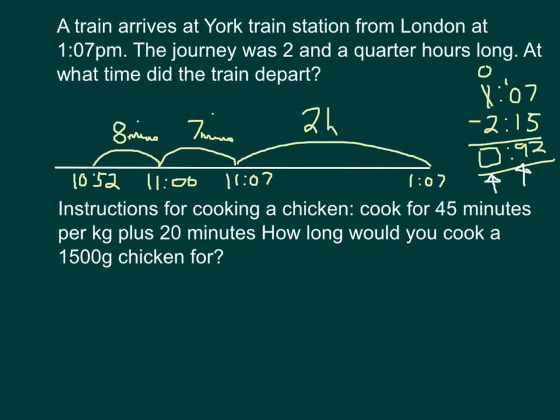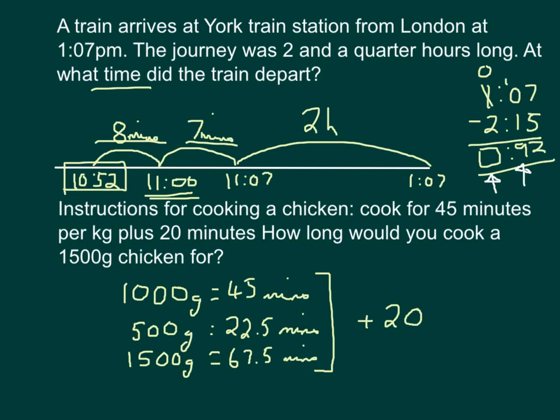Now, generally, I would find it easier to take off the hours first. So if I go 2 hours backwards, that'll get me to 11:07. The difficult part of the question is when you're calculating over hour boundaries. So here, I'll be looking to go to the nearest hour, 11 o'clock, and that goes back 7 minutes. And then to have taken off 15 minutes, I still need to take off a further 8 minutes, which of course will get me to 10:52 a.m. And I'm asked at what time did the train depart, and so of course 10:52 is my answer there.